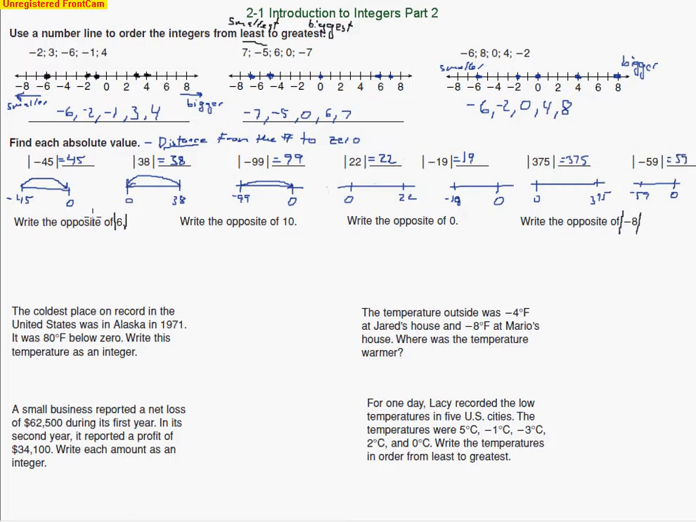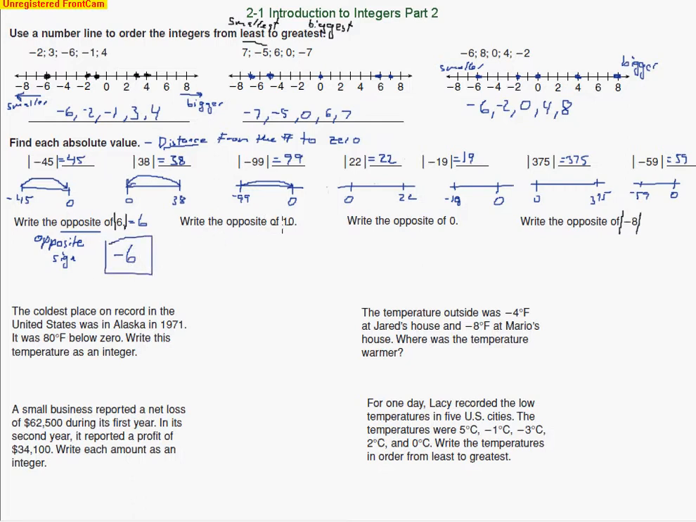Well, the next set of problems asks us to write the opposite. And remember, opposite means sign. So they're talking about the opposite sign. So if 1 is positive, then the opposite would be negative. If it's a negative, the opposite would be positive. So here we have the opposite of the absolute value of 6. Well, the absolute value of 6 equals 6. So what is the opposite? Well, that would be negative 6. So that would be our answer.